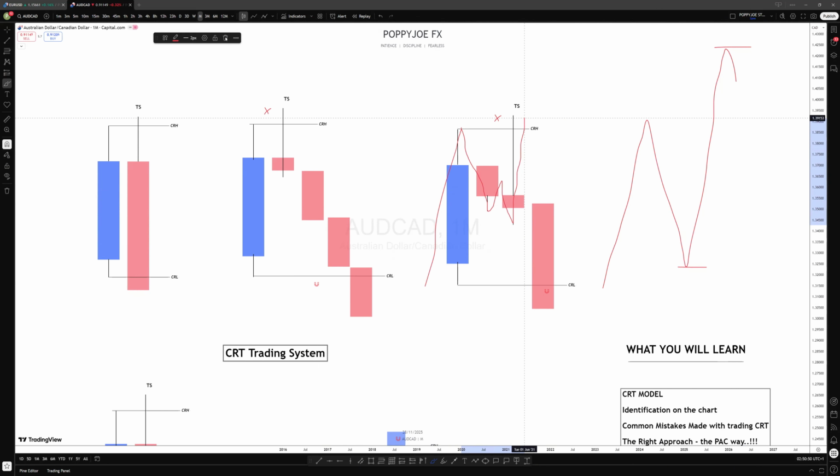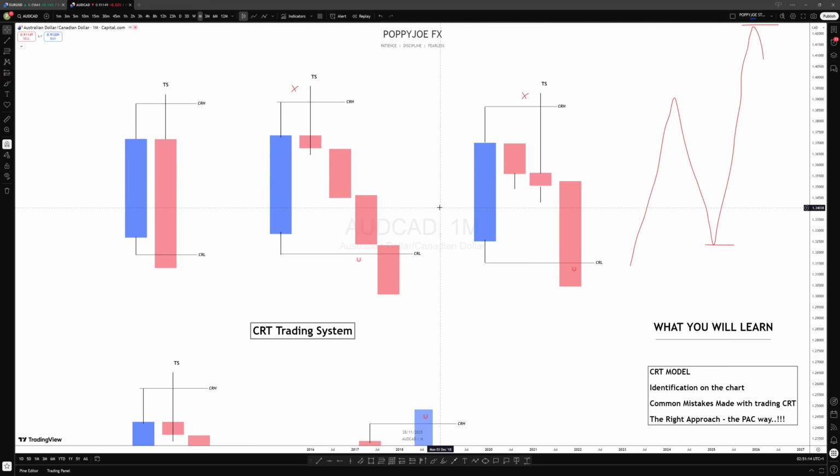So it does not really matter if it is the second candle or the third candle that is taking out the candle range high. The next target also is towards the low. So you see me using the magnet tool here. The magnet is to indicate the draw on liquidity, the place we are expecting price to go to next. Okay, so this is basically what the CRT model is all about.